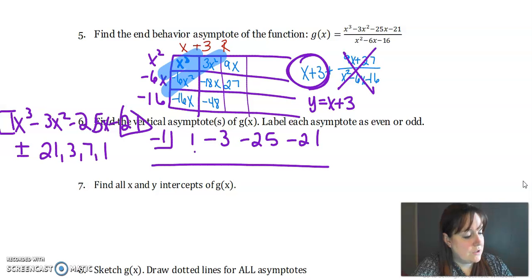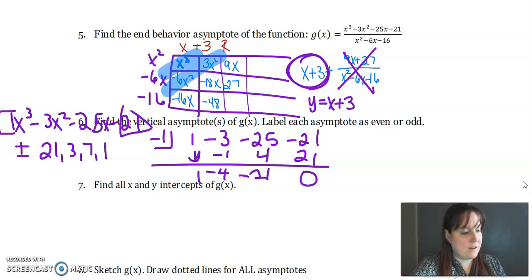We're going to go ahead and do synthetic division to see if that is a root. 1 times -1 is -1. That's -4. Times -1 is +4. That's -21, and that's +21. So that's 0. So I remembered correctly. Yay, me.